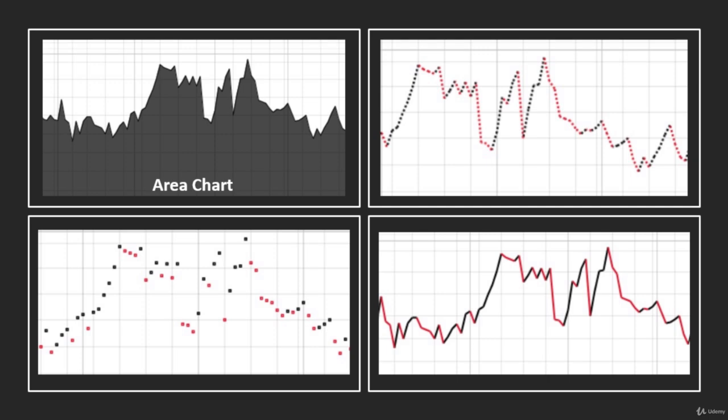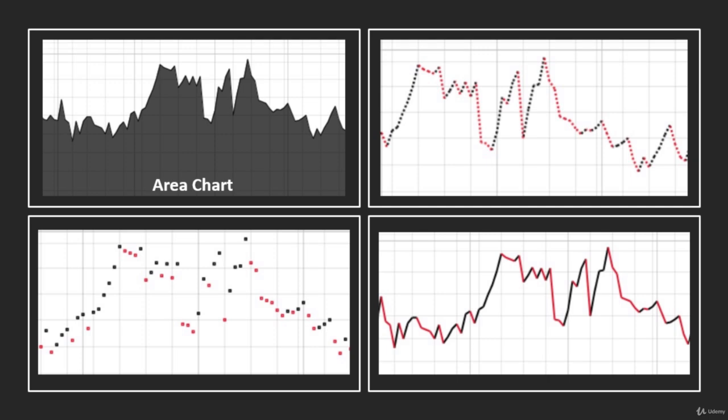On the bottom right, you'll see a real common chart, which is called a line chart. And you can see it's got black lines and red lines. Black would represent, in this case, that it finished higher, the close was higher than the open, and red means it was a down day, that they closed lower than the open. So you can get a feel for open and close with the colors that way.